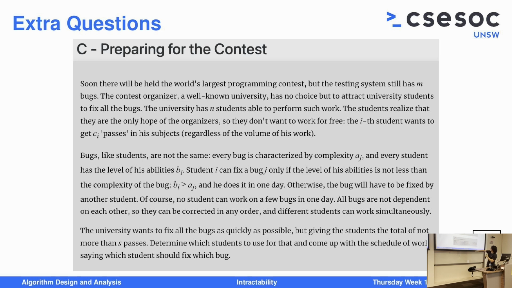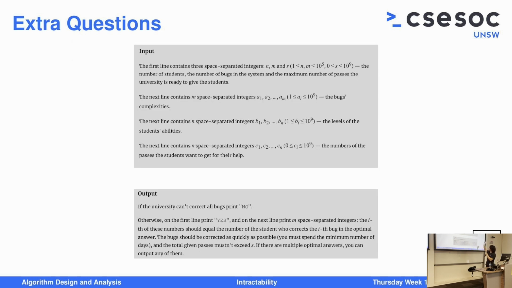So I'm given my a's, my b's, and my c's. And also my number of bugs and students, and the number of passes I'm willing to give out. If the university can't correct all the bugs, print no. Like we just want to decide whether or not the university can fix all the bugs. The bugs should be corrected as quickly as possible, so we want to minimize the number of days, and the total given passes mustn't exceed S if there are multiple optimal answers.